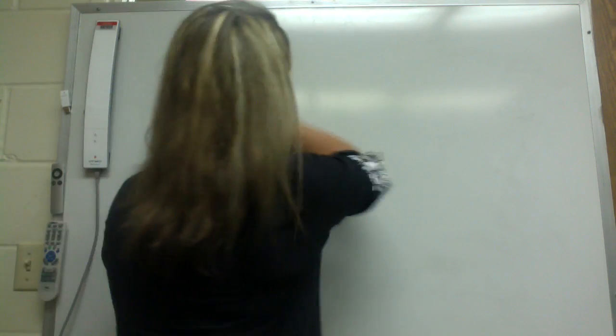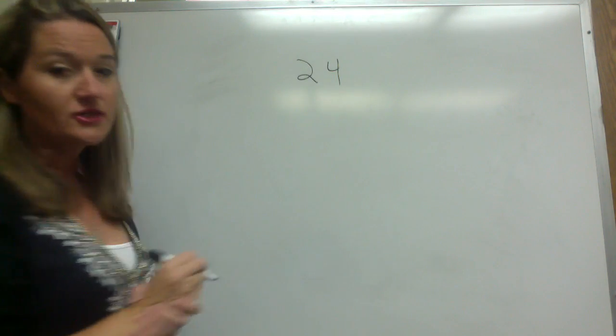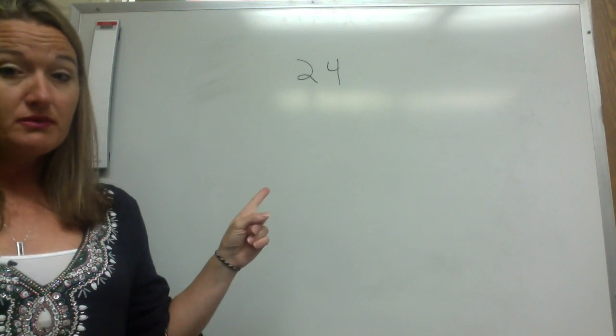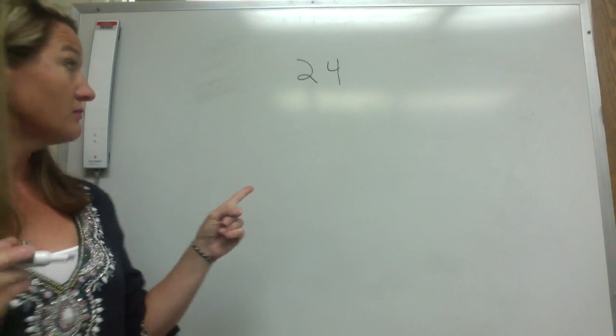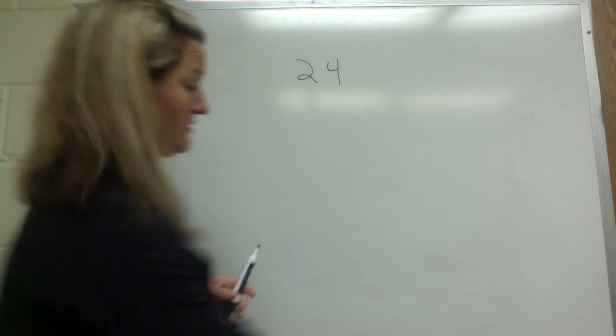All right, let's do 24. Right off the bat, I should know this is not a prime number. Why? I'm hoping you're saying because it's an even number. Yeah, because we know 24 is divisible by 2, 2 times 12. So it is not prime.